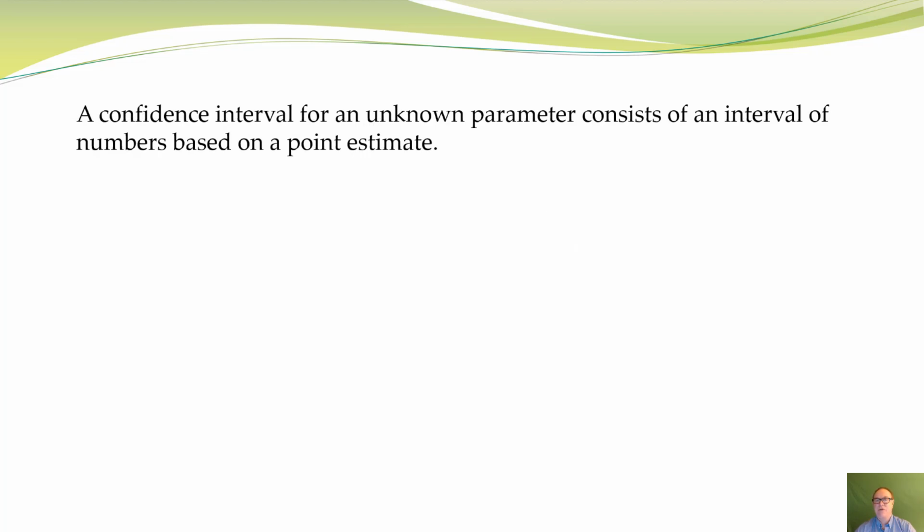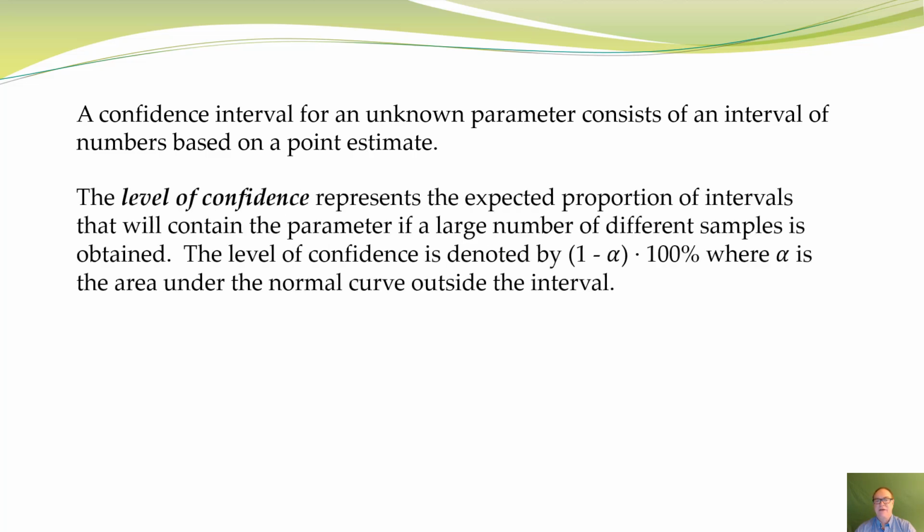A confidence interval for an unknown parameter consists of an interval of numbers based on a point estimate. The level of confidence represents the expected proportion of the intervals that will contain the parameter if a large number of different samples is obtained. The level of confidence is denoted by (1 minus alpha) times 100%, where alpha is the area under the normal curve outside the interval.